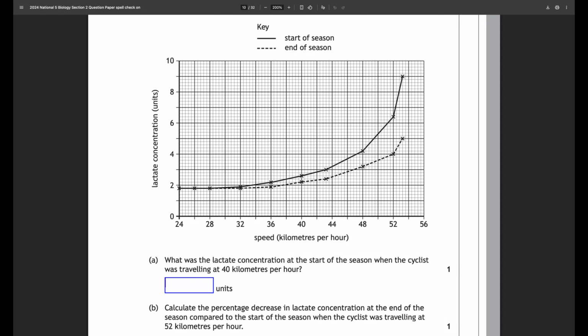Part A, what was the lactate concentration at the start of the season when the cyclist was travelling at 40 kilometres per hour? So start of the season is the solid line, and we go to 40 kilometres an hour, and we move up to the solid line, which is here, and we read all the way across the graph, and we can see that's sitting at around about 2.6. And we know it's 2.6 because that line's 2, that line there must be 3, because it's halfway between 2 and 4, and because there are 5 boxes between 2 and 3, that makes each box worth 0.2, and it's the third box up, so it's 2.2, 2.4, 2.6. Okay, so the answer is going to be 2.6 units there.